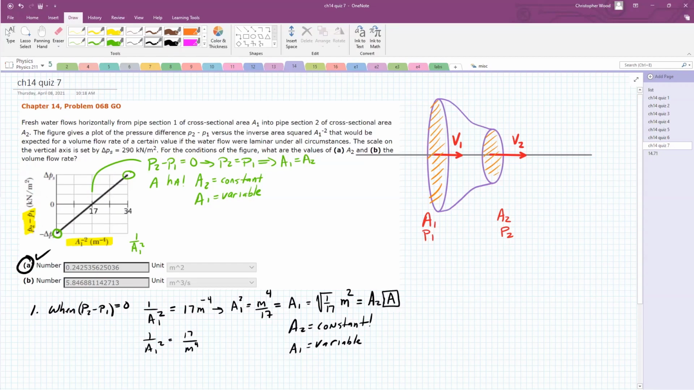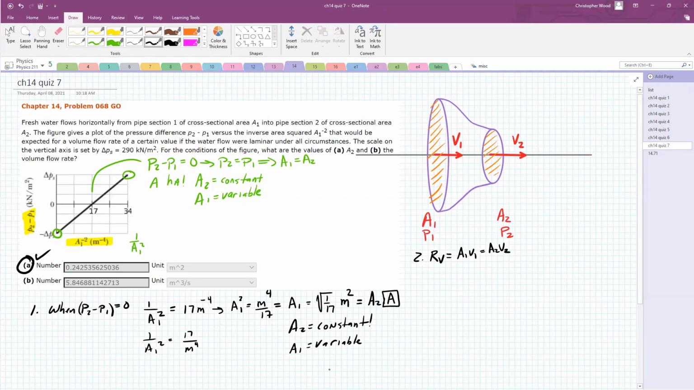Part B says, what's the volume flow rate? So all of this is number 1. Number 2, this is how we write volume flow rate. It equals A1 V1, and it also equals A2 V2.